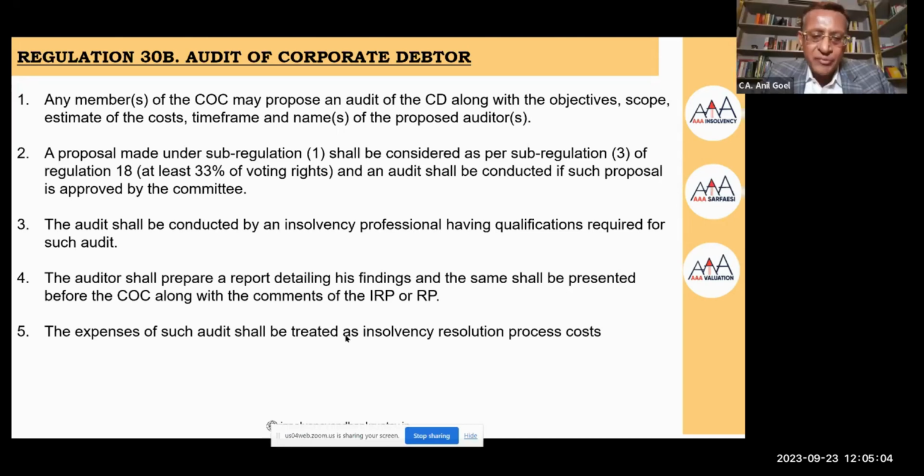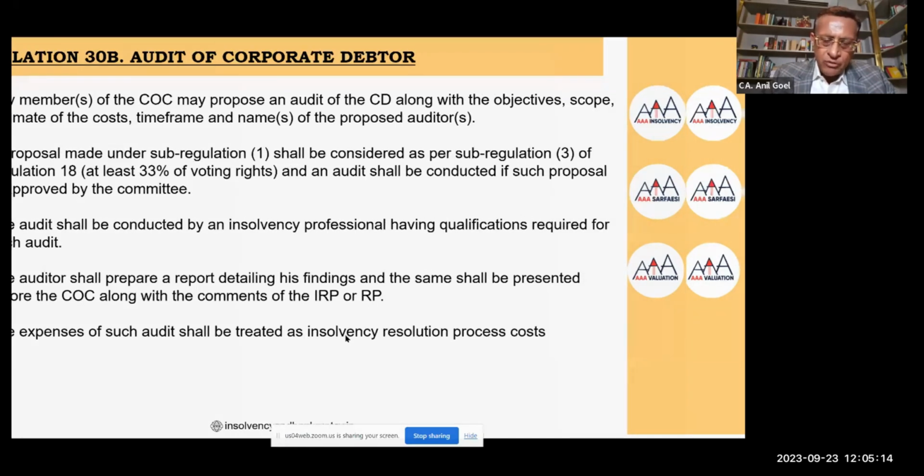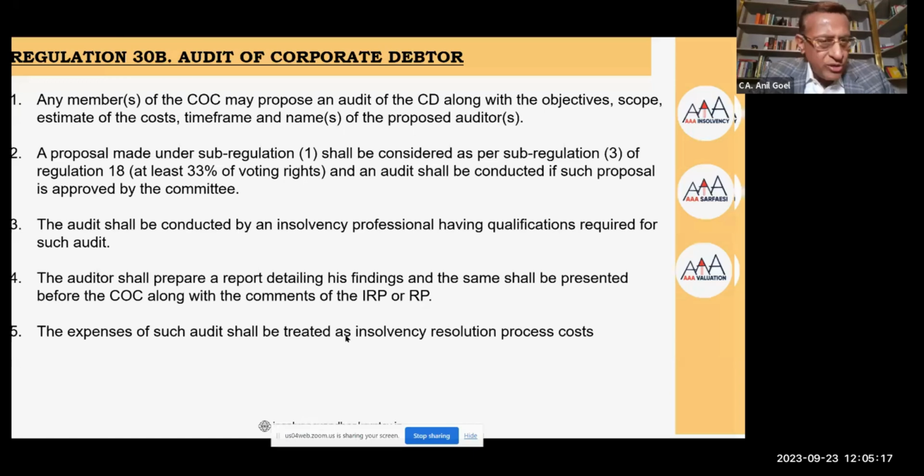The auditor shall prepare a report detailing his findings, and the same shall be presented before the COC. The expenses of such audit shall be treated as CIRP cost. Now, the question is, when we do the audit, the person should also understand the IBC. He should be an insolvency professional. He should also be a chartered accountant in case it is a financial audit. This is a different audit, but it doesn't take away the main position of the statutory auditor or the tax auditor. Those are totally separate.